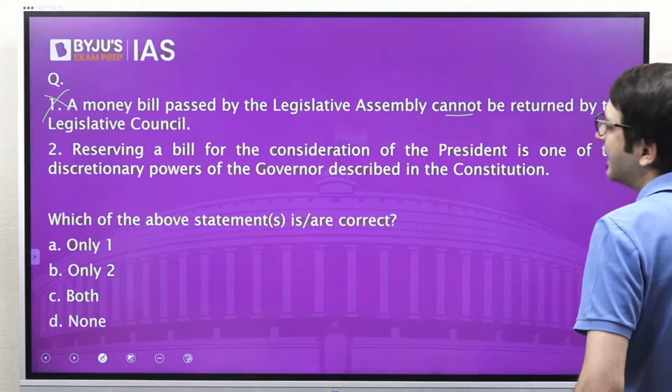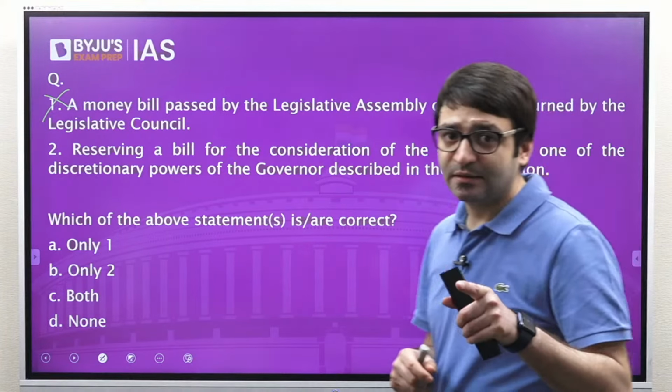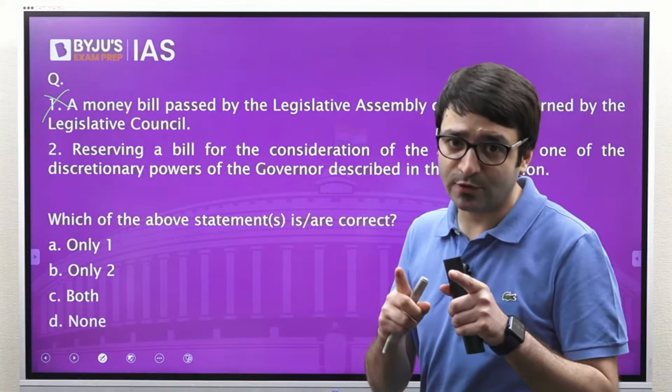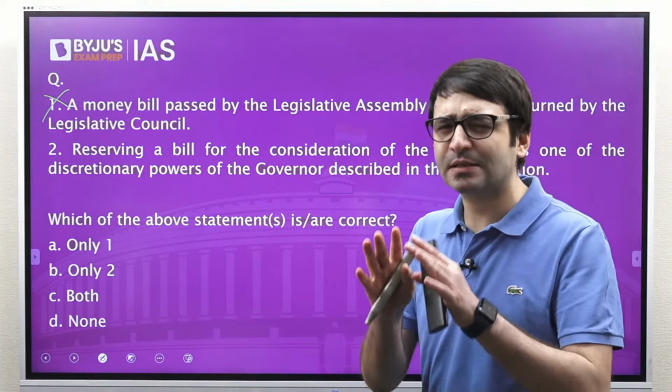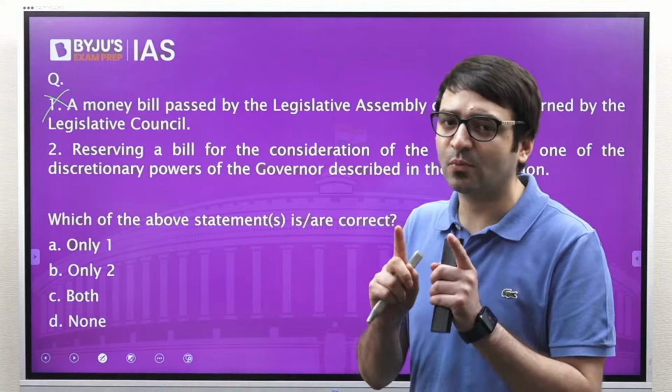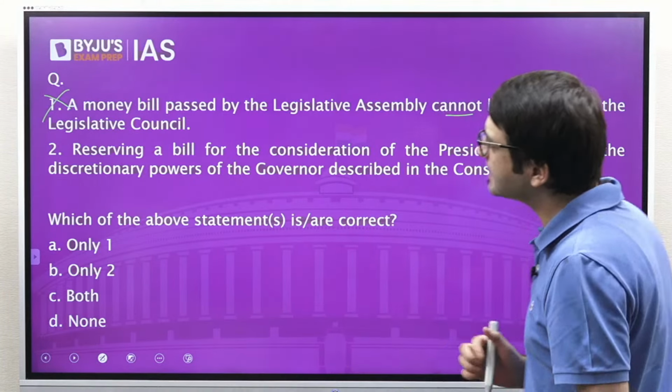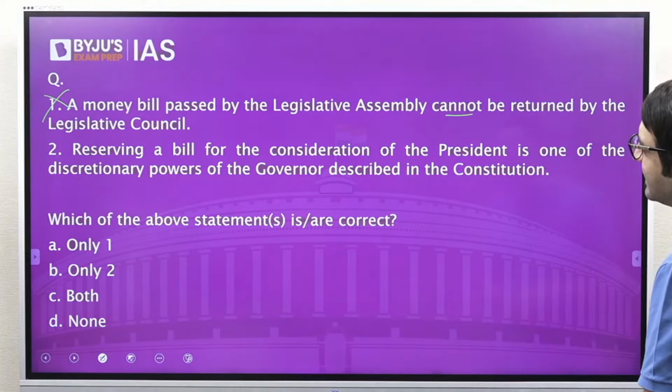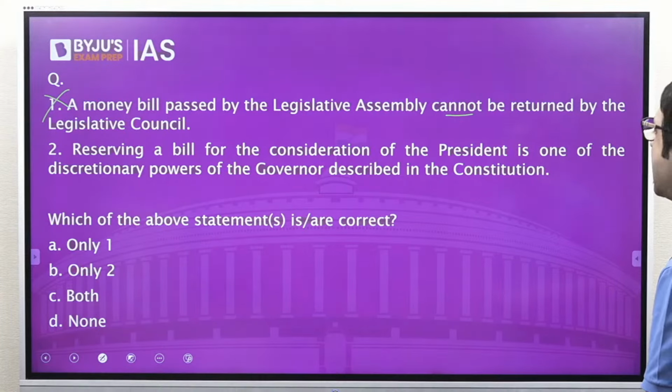Statement 2, reserving a bill. And please read this statement carefully, because I can sense that some of you are going to make a mistake while answering this question. Reserving a bill for the consideration of the President is one of the discretionary powers of the governor described in the Constitution.